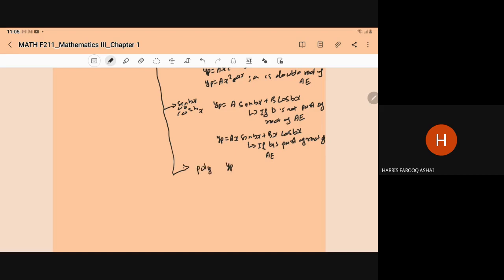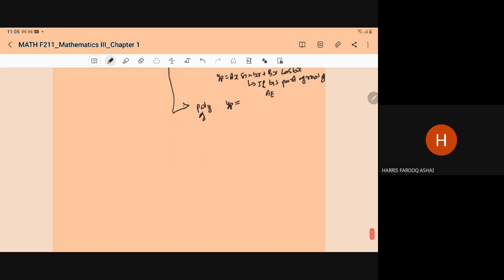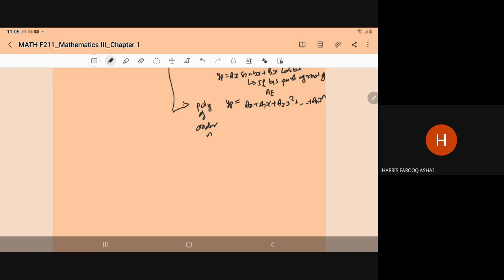If we have a polynomial of order n, at that time we take yp as a naught plus a1 x plus a2 x square plus up to an x to power n. So this much we have done in the last class.